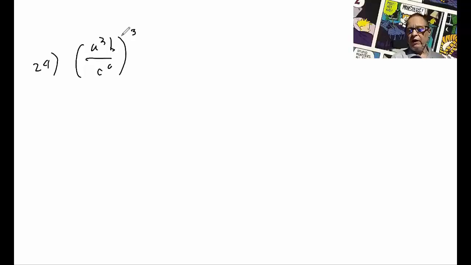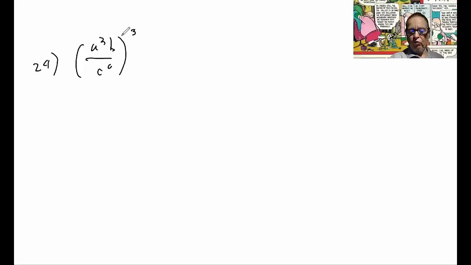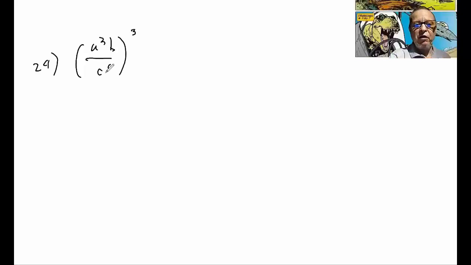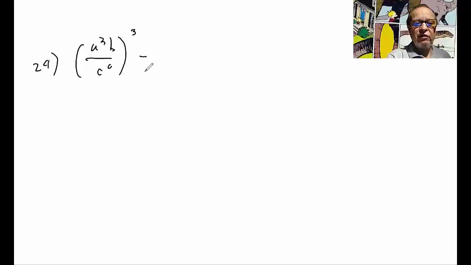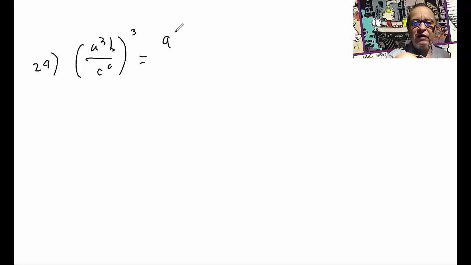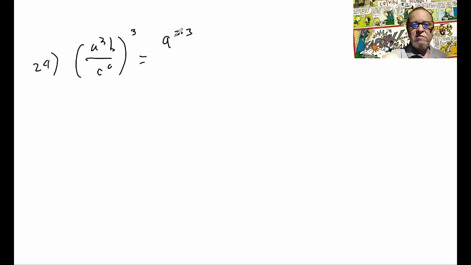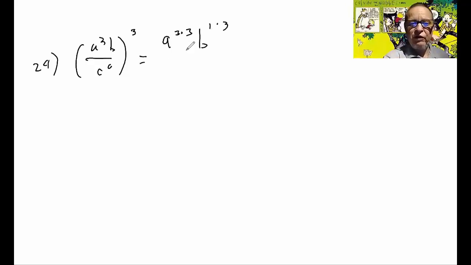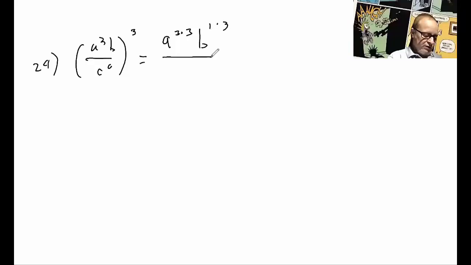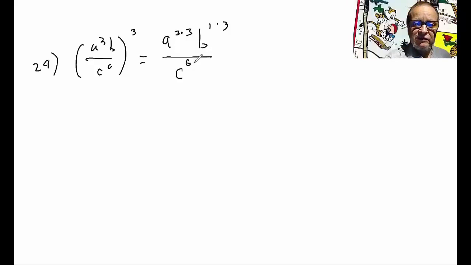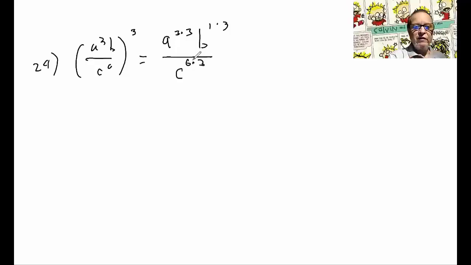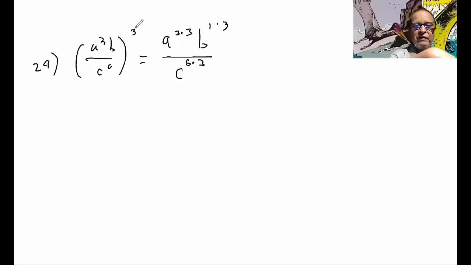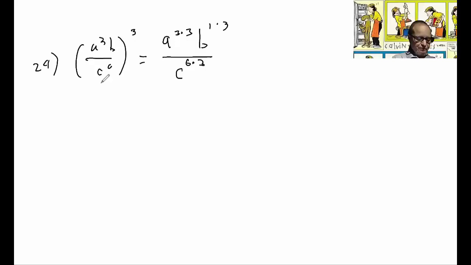So the only thing we really have to do here is apply the product rule. And that means we're going to take this cubed and multiply it by everything that's inside there, like this. So we have A, 3 times 3. B, well, since B is to the first power, it's going to be B times 3. And then finally, C, 6 times 3. So you have to do it to everything that's inside the bracket. So this power is affecting all of these.